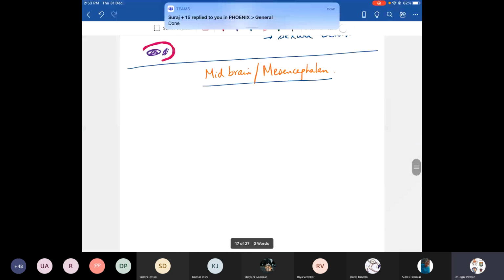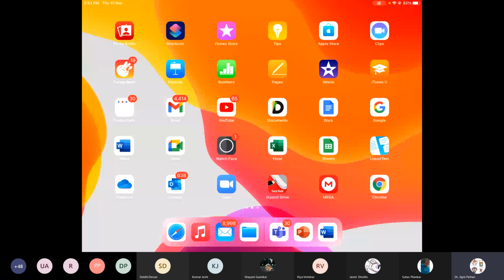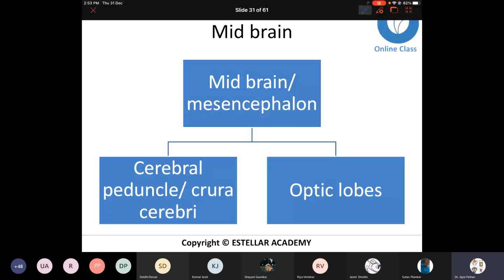So now the midbrain. It's called the mesencephalon. It has the cerebral peduncle, which is called crura cerebri, and optic lobes. Okay, there are two parts in the midbrain. Please write down. Now tell me, we have studied the ventricles. Does the midbrain have a ventricle? What do you mean by ventricle? Ventricle means a cavity. So does the midbrain have a cavity or ventricle?